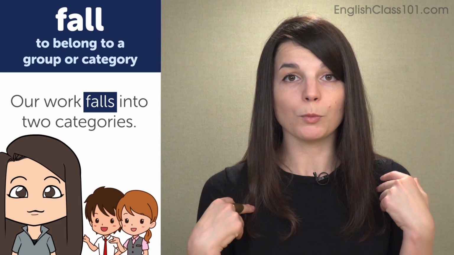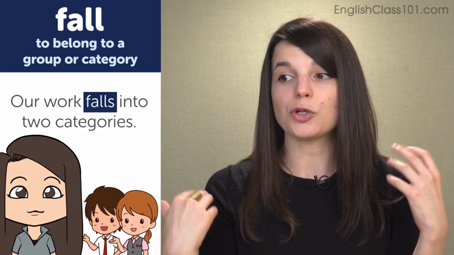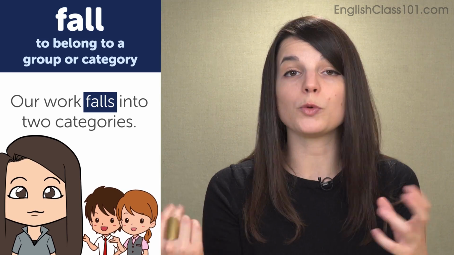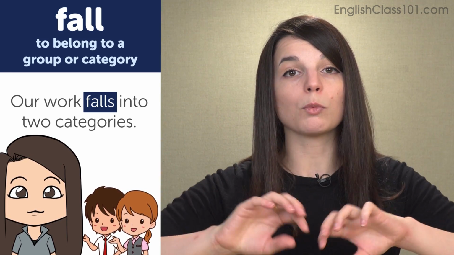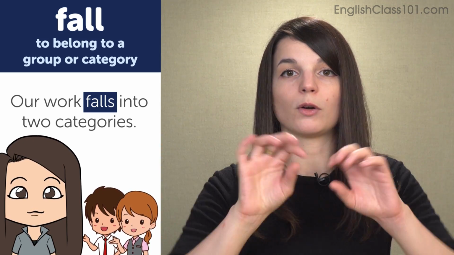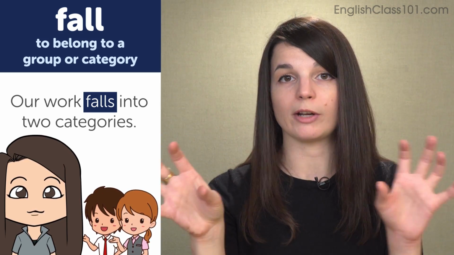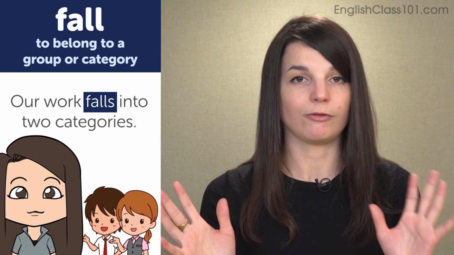In the second example sentence, our work falls into two categories means our work belongs to two categories, or basically there are two styles of things we do, or two types of things we do. So there's style A and style B. So our work falls into one of two categories. So our work belongs to one of two categories, category A or category B. We use falls for that.